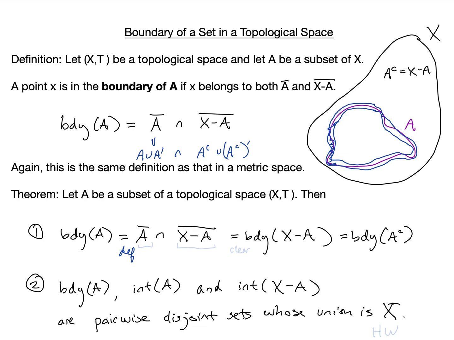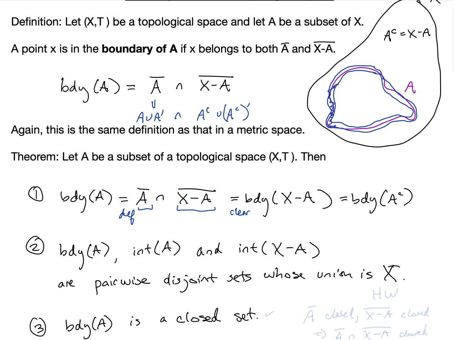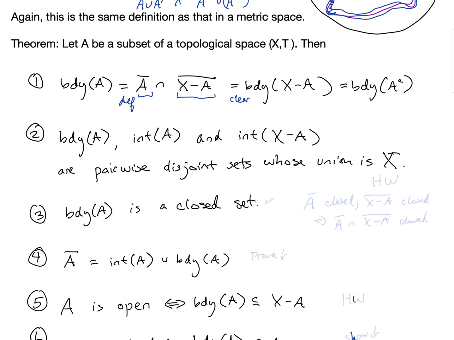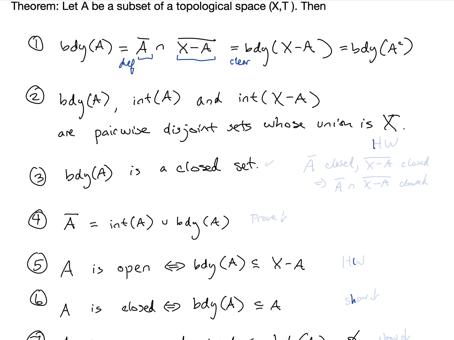So we see that just reversing the roles of A and A complement gives us that this is a clear equality. Next, the boundary of A, the interior of A, and the interior of A complement are pairwise disjoint sets whose union is X. In other words, these three sets partition the set X. Proving this is going to be homework.